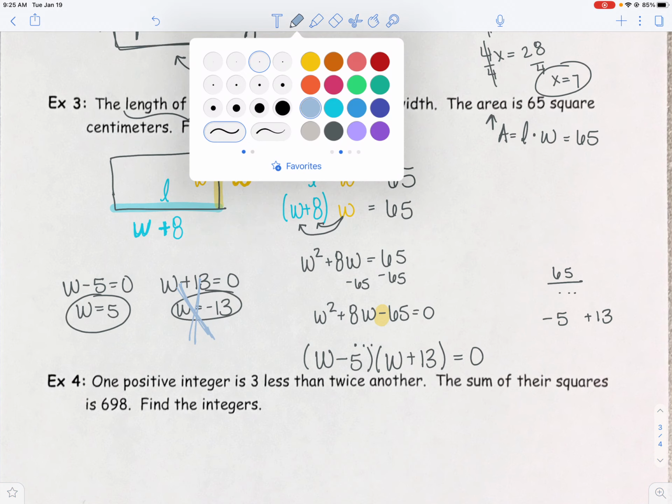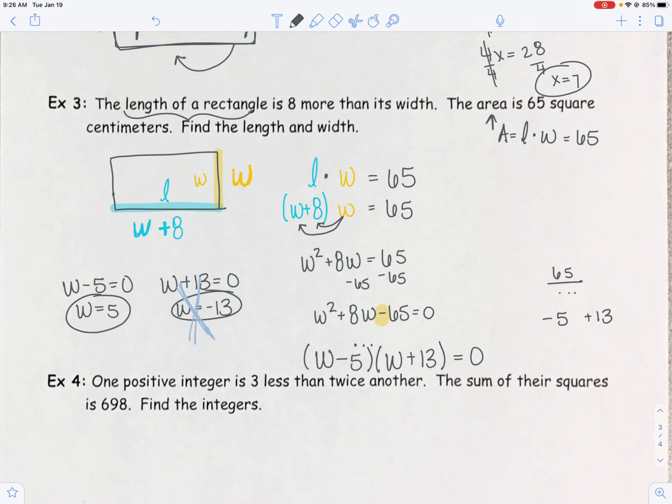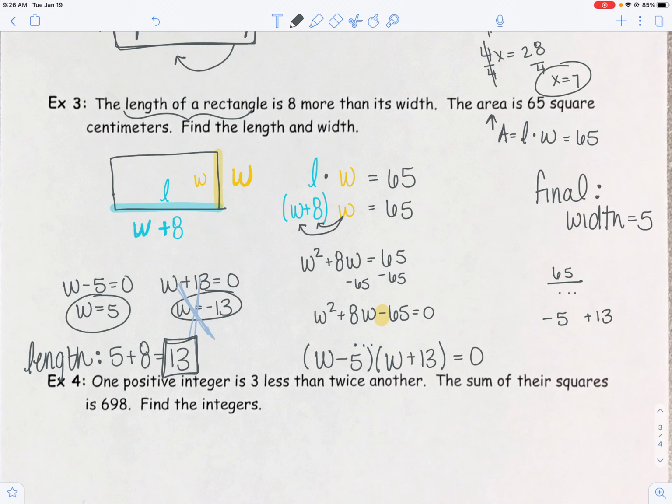So my width will be 5, and then of course they wanted me to find the length as well. Well, the first sentence says that the length is the width, 5, plus 8, and so I'll end up with a positive 13, and that will be my length. So your final answer would be the width equals 5, and the length equals 13.